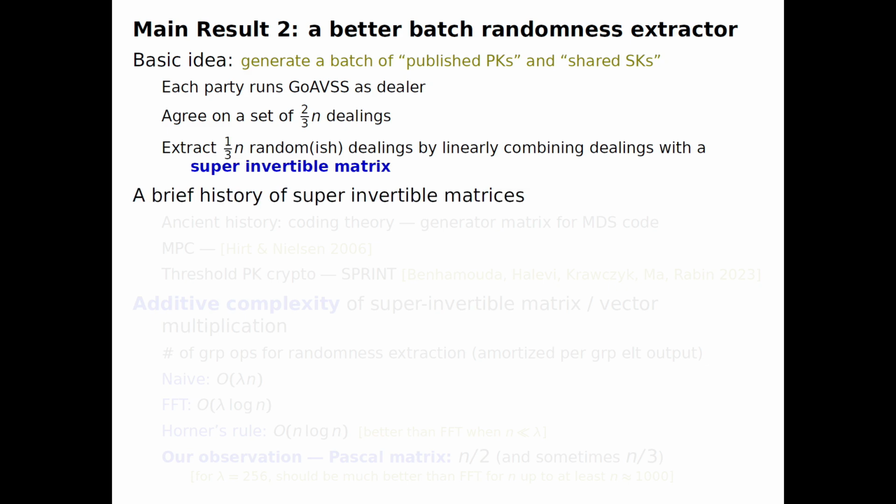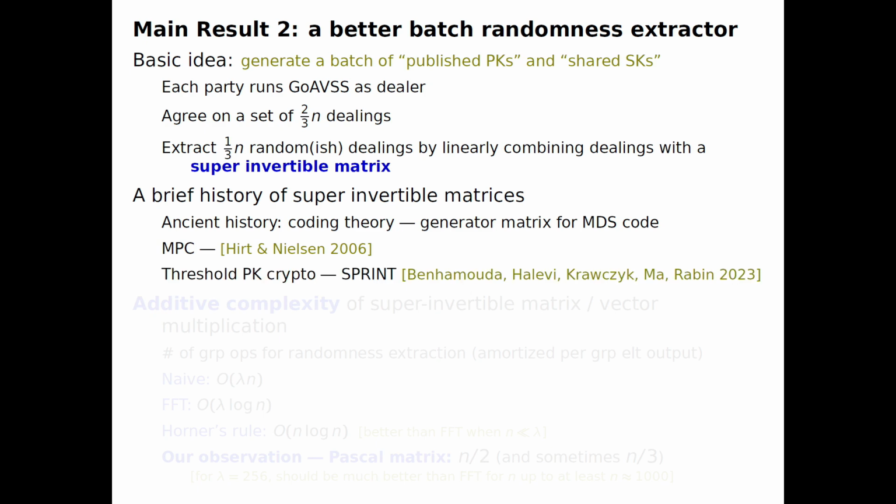Brief history of superinvertible matrices. Yiping talked about them. Ancient history, coding theorists just called them generating matrices for MDS codes. Cryptographers then rechristened them superinvertible matrices in the context of multi-party computation. And I think, maybe I'm mistaken, but Sprint is the first example that I've seen of using superinvertible matrices in the context of public key cryptography. So the matrix is full of scalars, and you're multiplying by a vector of group elements.